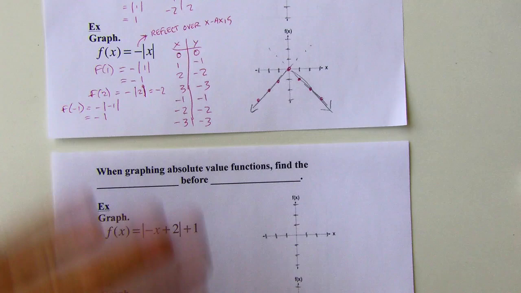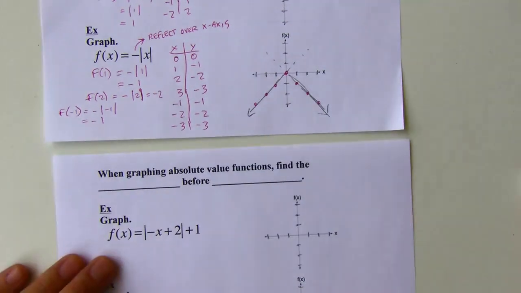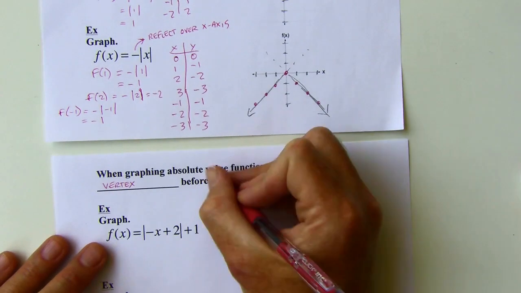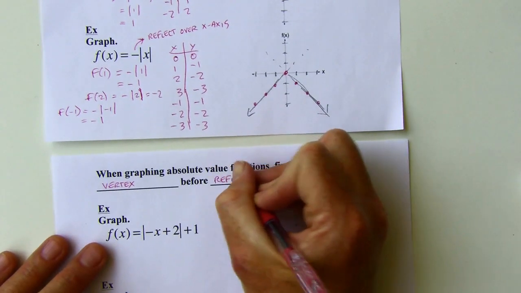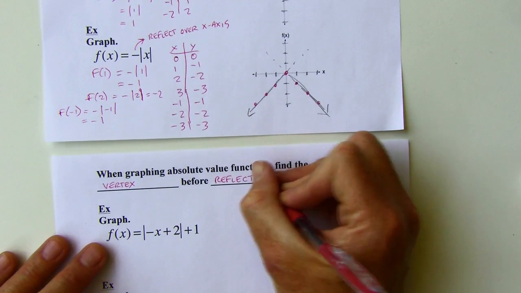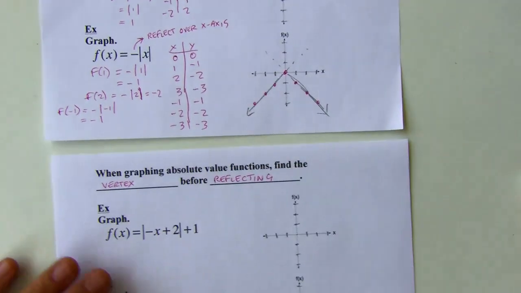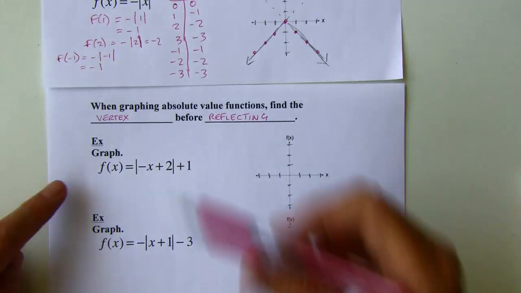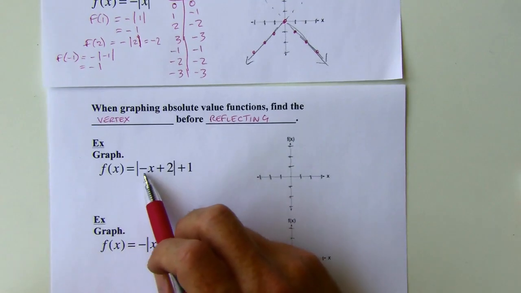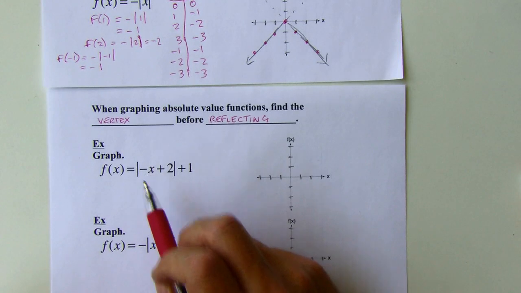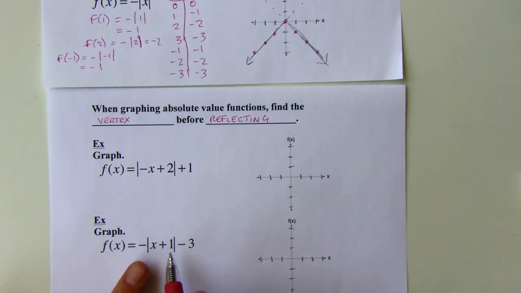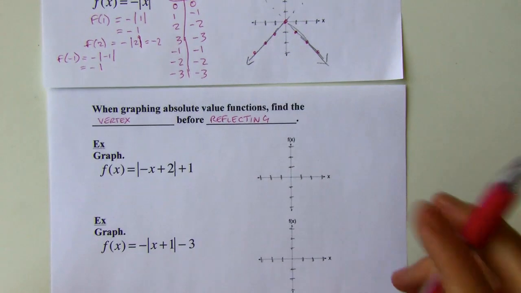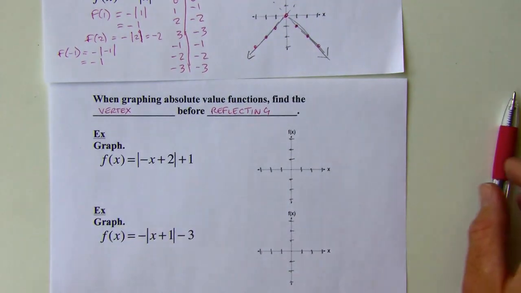When graphing absolute value functions, find the vertex before reflecting. Okay, not all absolute value functions are going to have reflections, but if it does have a reflection, find the vertex first. Both of these examples do have a reflection because I've got a negative in front of the x, and here I've got a negative in front of the absolute value function. Both of those are going to be reflections. But before I worry about the reflections, I'm going to find the vertex.